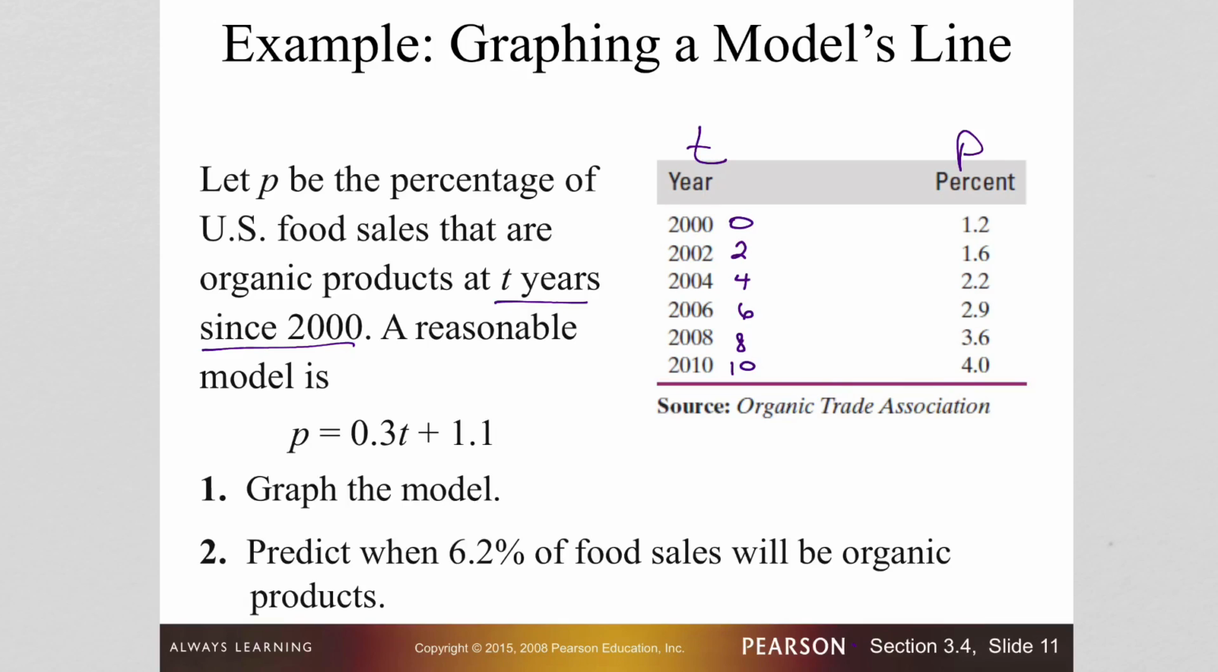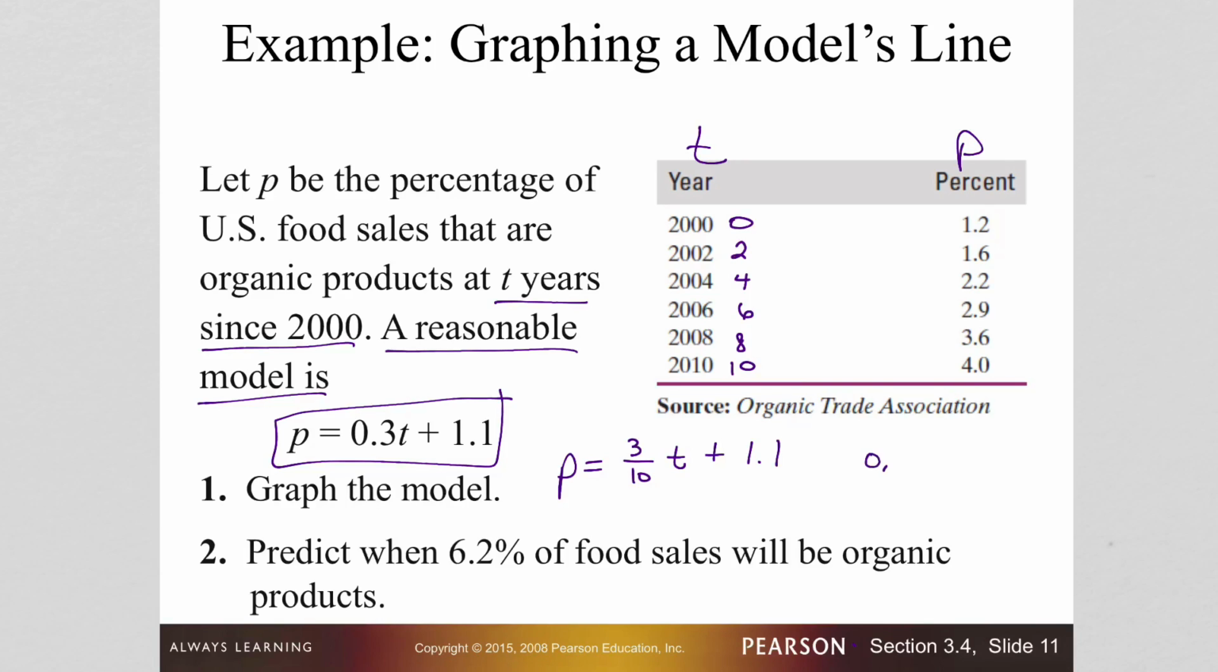And then they also give us a reasonable model. By reasonable model, that means they're giving us the equation of the line. The thing is, this model's slope is in decimal form. Everybody needs to be comfortable with turning a decimal into a fraction. It's so much easier to graph. So P is equal to 0.3, which is the same thing as 3/10, T plus 1.1. If I were graphing this, I would go to my y-intercept of (0, 1.1), and then from there I would go up 3, right 10.